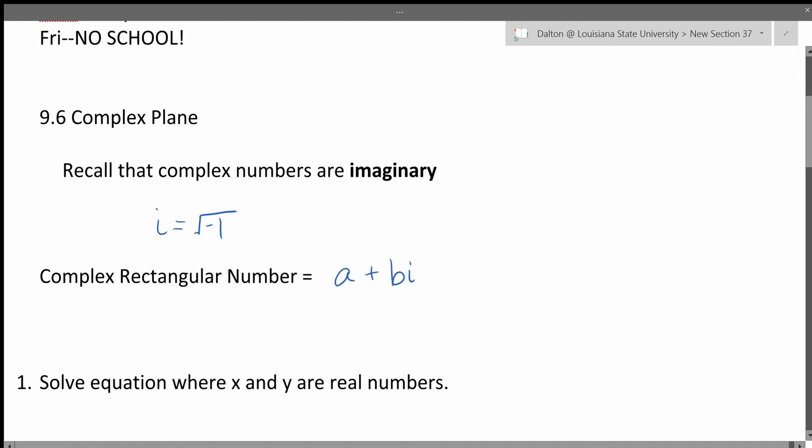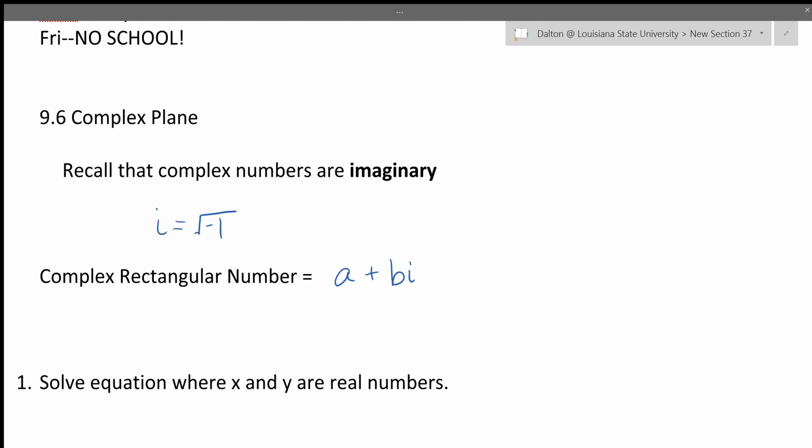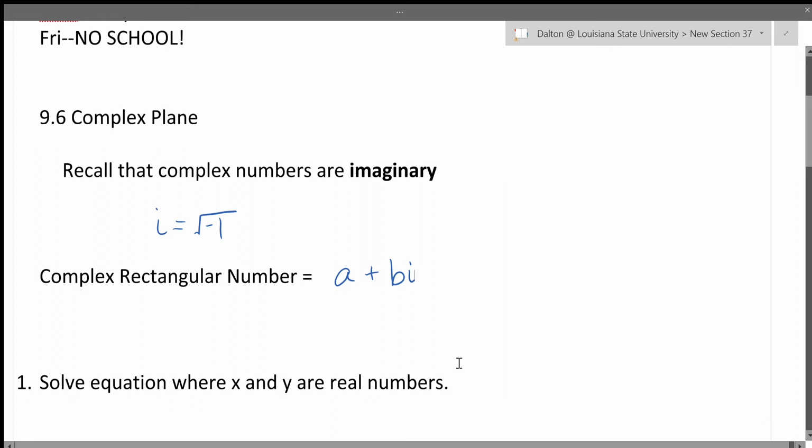Okay, so a complex rectangular number has the form a plus bi. And if you think back to what we've been talking about the last couple of days, a rectangular number on the rectangular coordinate plane, like a coordinate point, would just be x comma y, versus polar, which has r comma theta. So a complex rectangular number is going to be considered a plus bi.